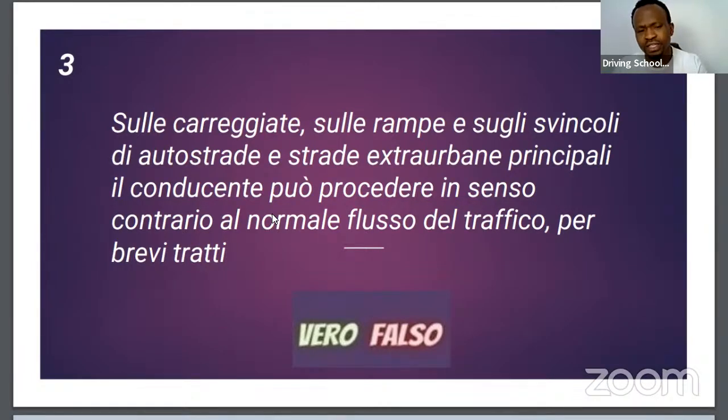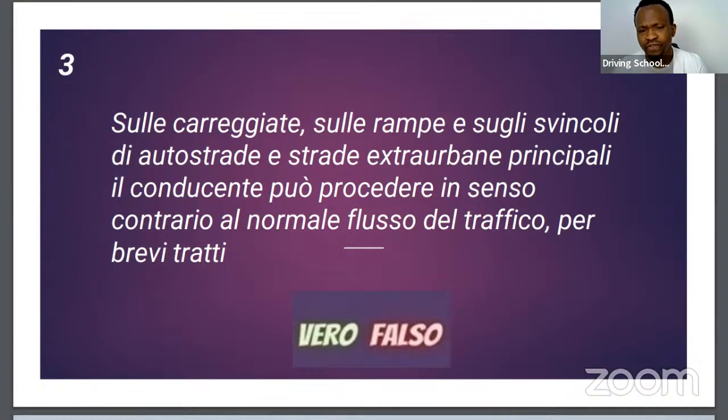So the question says: Sulla carreggiata, sulle rampe e sugli svincoli di autostrada e strada extraurbana principale, il conducente può procedere in senso contrario al normale flusso del traffico per brevi tratti. Now, we need to listen very carefully here.